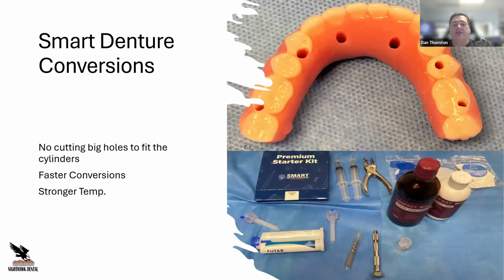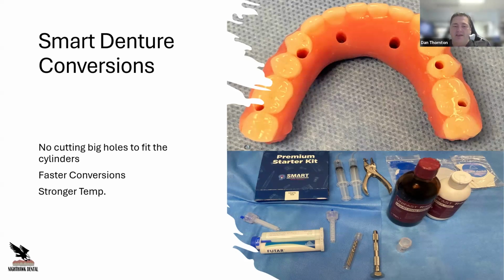Now, with the smart conversion, your conversion will be faster. You're technically going to do the same thing as you did with your traditional conversion when you're drilling the holes, but you're not going to go all the way through the denture. You're just going to make enough room for your little cylinder that is provided in your kit.